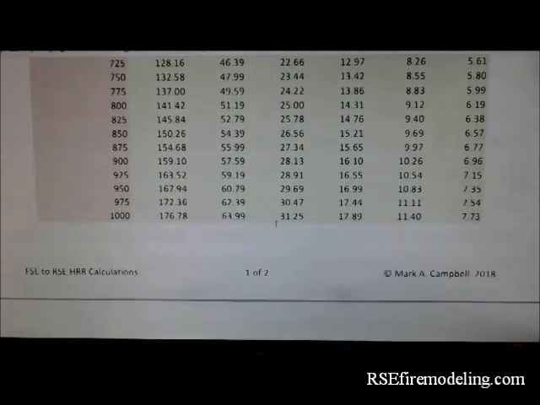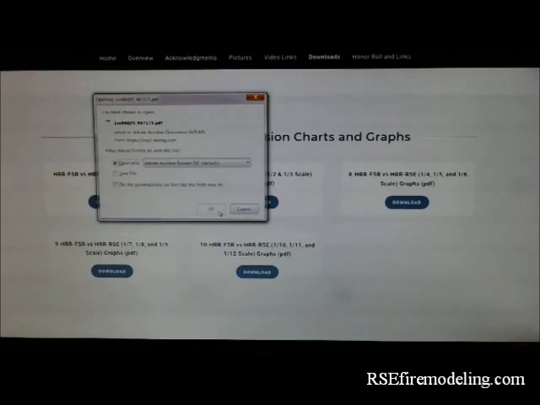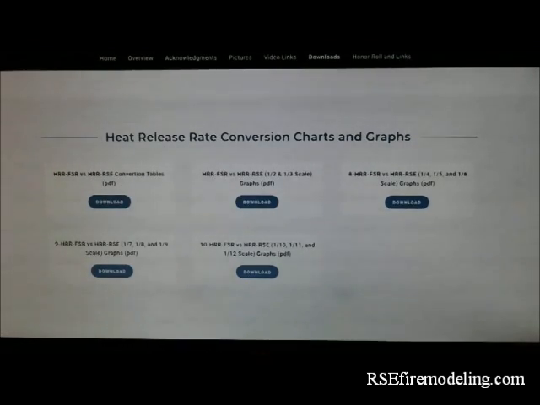Okay, next we're going to open up the graphs so we can see how to use those. Okay, we're back here at Downloads, and let's go to heat release rate, and we're going to be looking at a 1/4 scale. So we'll go ahead and open that up.